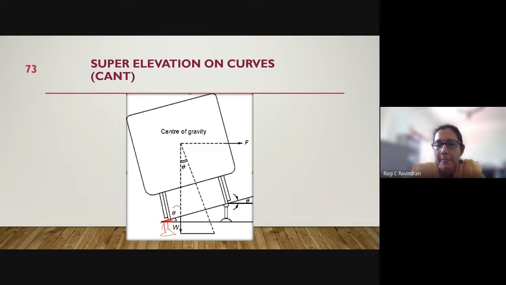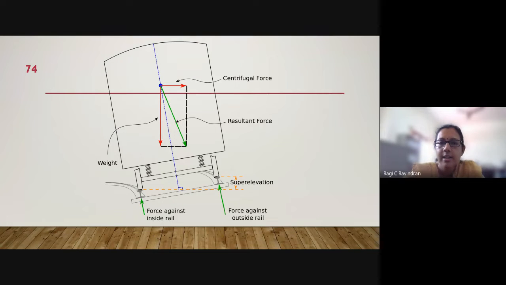Okay, so here is a line sketch in which you can see a horizontal force, which is a centrifugal force acting, and the weight of the vehicle directly acting downwards. Then you can see the resultant force in green. Again, coming to the inner rail, this is the force acting against the inside rail, and on the outside portion you can see the force acting against the outside rail. And this elevation difference, or this level difference, is known as super elevation or simply CANT.